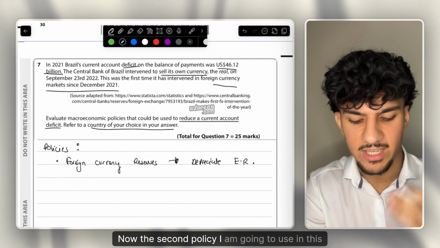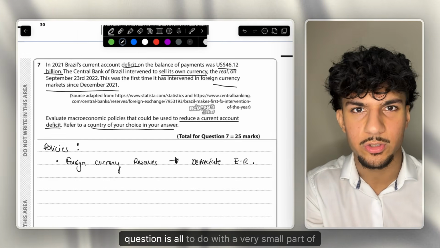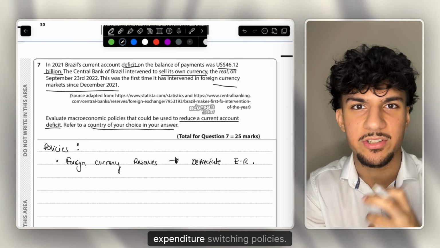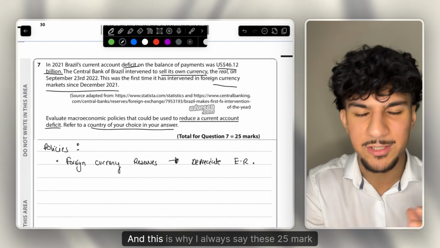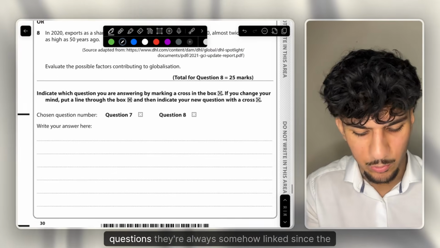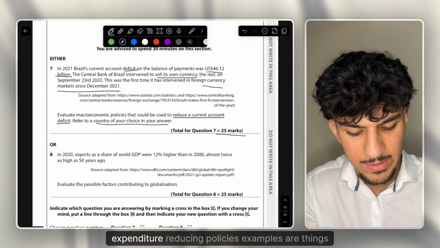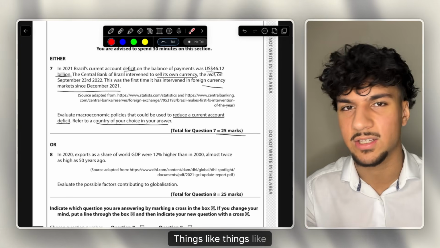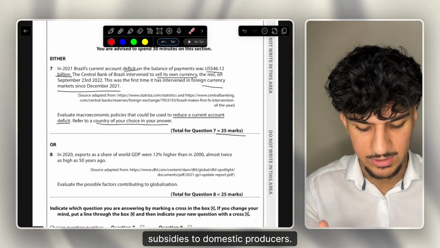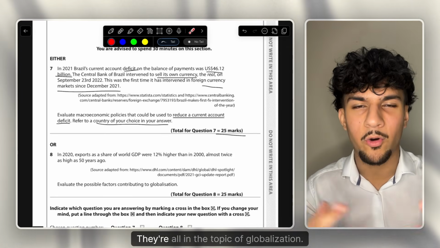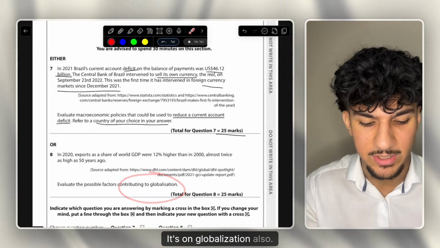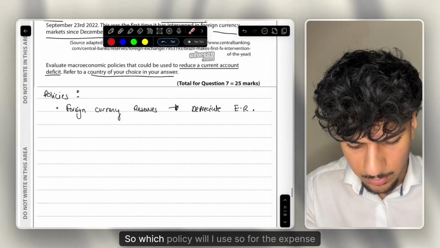Now, the second policy I am going to use in this question is all to do with a very small part of the spec, which is expenditure reducing and expenditure switching policies. And this is why I always say these 25-mark questions are always somehow linked, since the examples of these policies are things like tariffs and subsidies to domestic producers, and what are they? They're all in the topic of globalization. And what is the second 25-mark question? It's on globalization also.